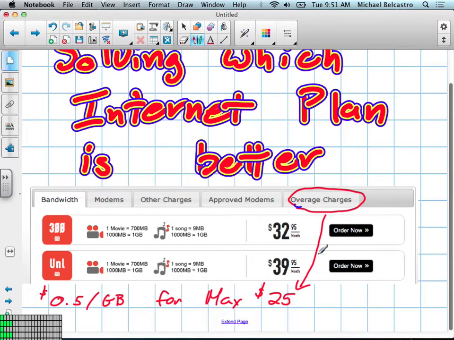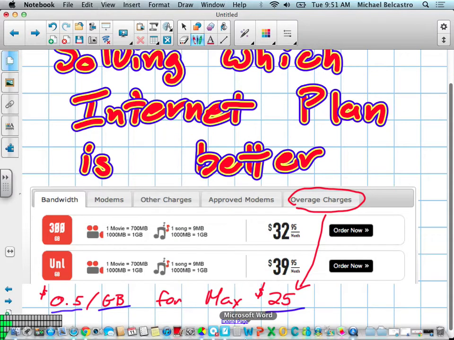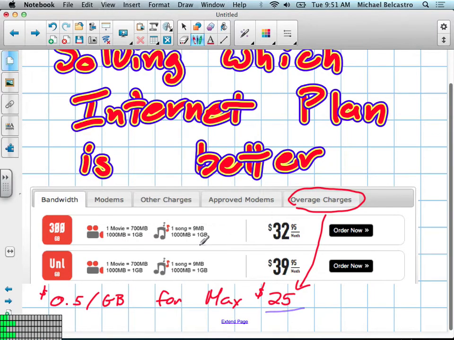We had to click over here. We found this out. That they're overcharged. Their overcharge is 50 cents or $0.5 per gigabyte to a max of $25. Okay? So in other words, you can only pay them a max amount of money. And which of the two plans does this apply to? The 300 or the unlimited? Or both? Why doesn't it apply to the unlimited? Because it's unlimited. I can't have an overcharge, right? I can use as much as I like. So this overcharge really only applies to the 300 gigabyte plan.